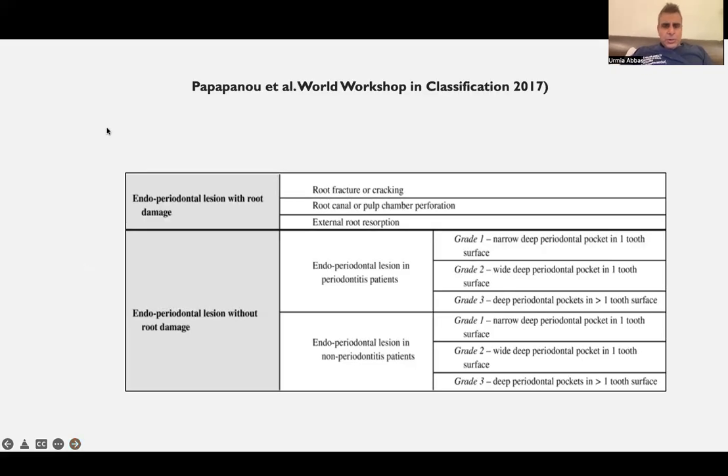And so moving on to the latest classification. The latest classification is talking primarily about endo-perio lesions with root damage in the first. What components do they have? There's root fracture or cracking, root canal or pulp chamber perforation, and external root resorption. So in this, there is root damage in the first component of the classification.